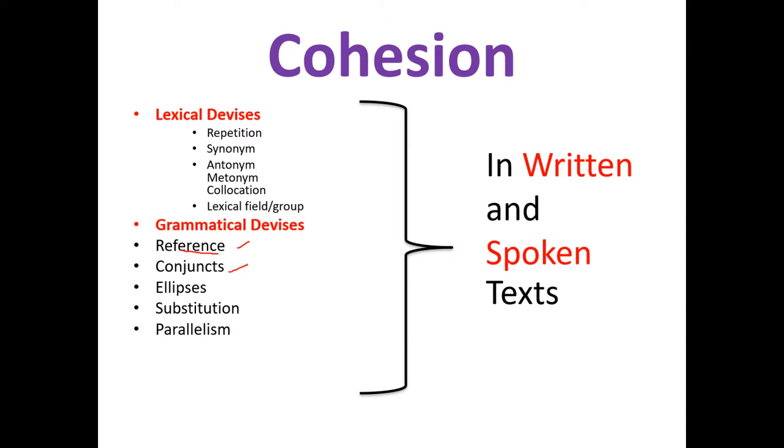Now, when we talk about cohesion, we talk about the use of two devices, lexical devices and grammatical devices. Cohesion can be seen in both written and spoken text. In lexical devices, we can use repetition, synonym, antonym, metonym, collocation, and the lexical field or lexical groups to help make elements glue together. In grammatical devices, we can use reference, conjunct, ellipsis, substitution, and parallelism.